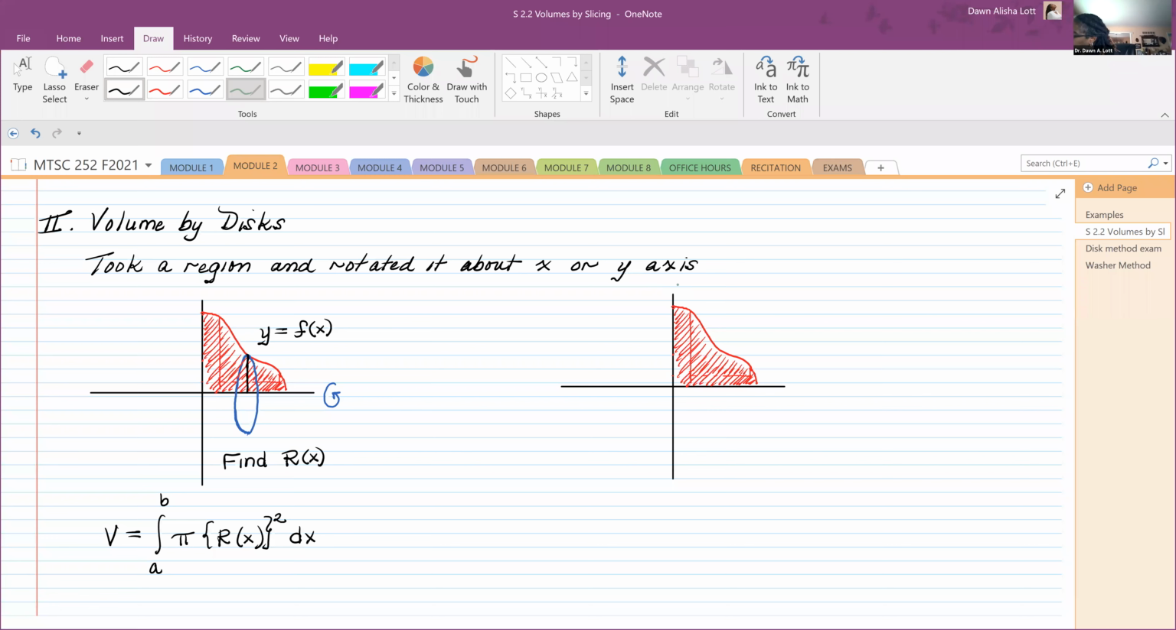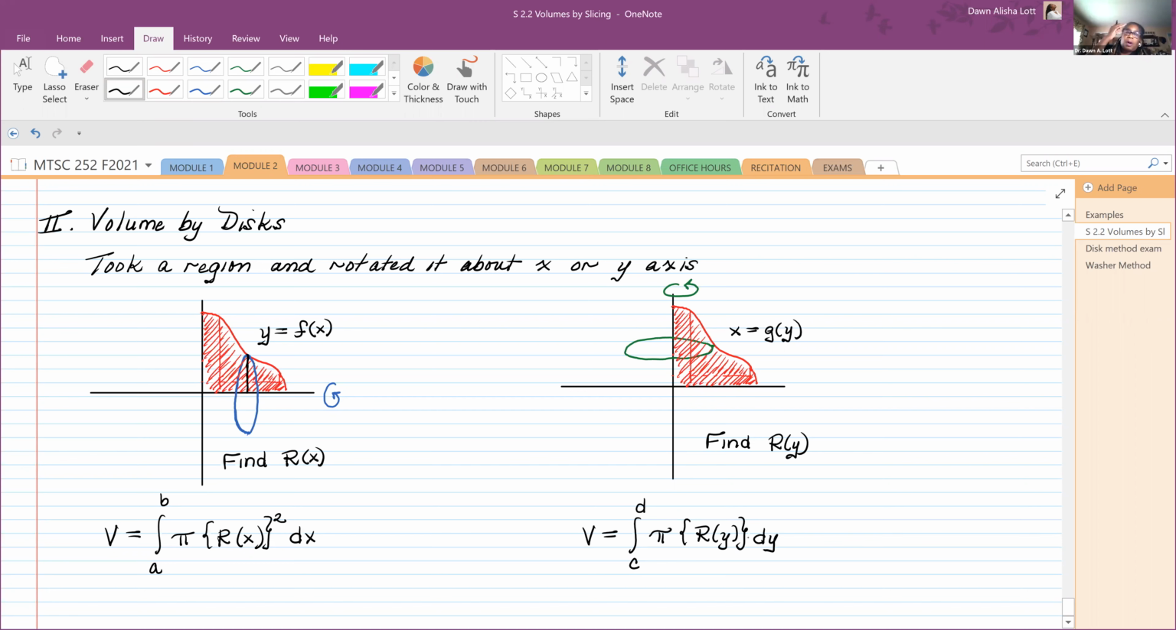Now, if I'm rotating this way about the y-axis, then now I should see discs in that direction. So now this is x is equal to g of y. I need to identify the radius. And then my volume will be the integral from C to D of pi times my radius, which is a function of y, squared. Okay, so that's what we've done so far.